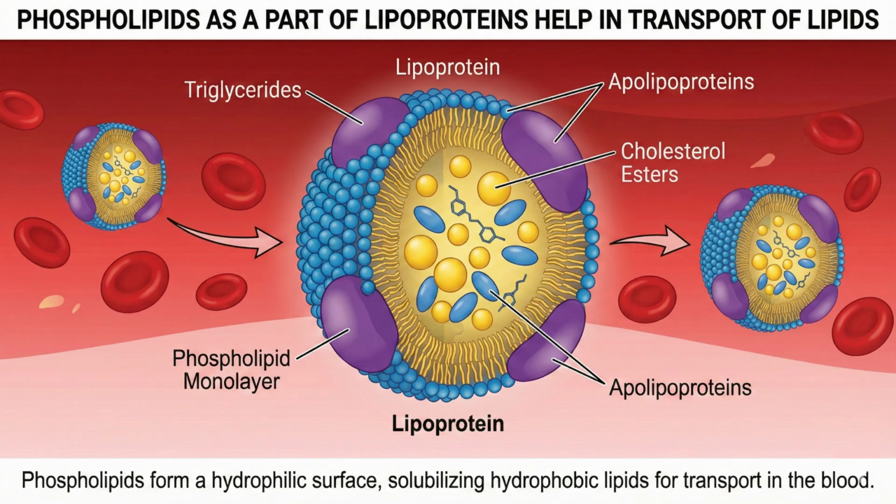Function 6. Phospholipids are essential parts of lipoproteins. They form the outer shell of these transport particles, with their water-loving heads facing the blood. This allows them to carry a cargo of triglycerides and cholesterol through the bloodstream to wherever they are needed.